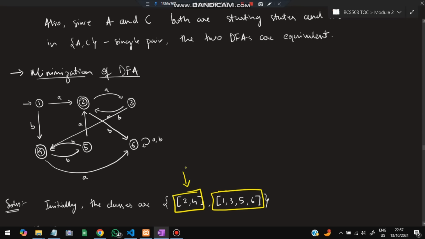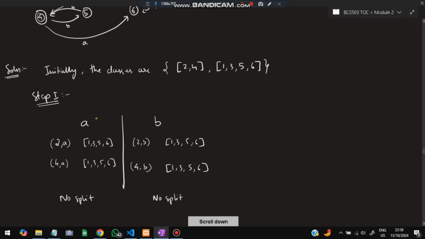Let's consider the first case. Now you're considering the first case and you have two letters. So this case you have to consider for A and this case you have to consider for B. Okay, that is step one. For A, you will consider 2 and 4, and for B, you will be considering 2 and 4.